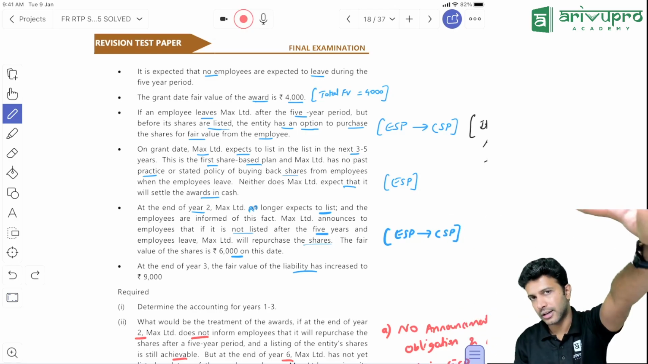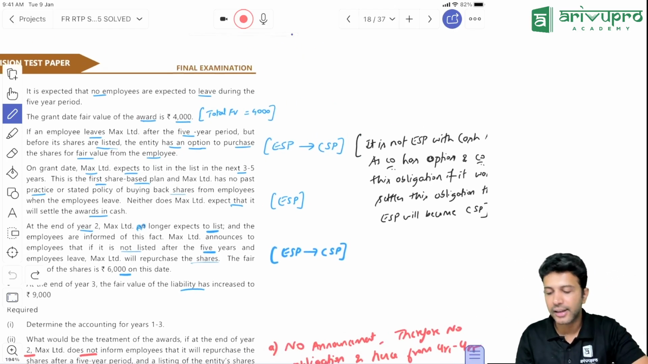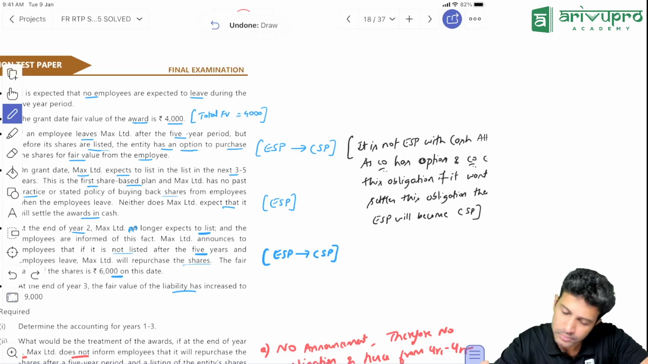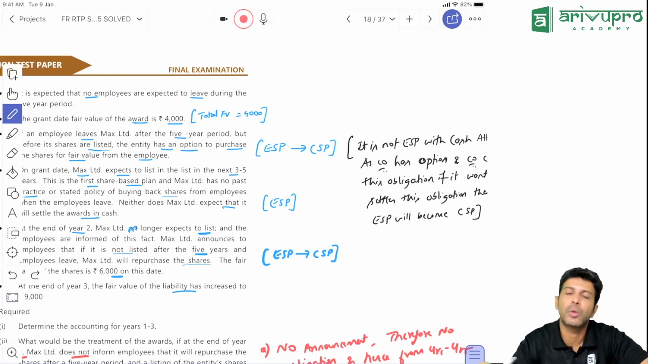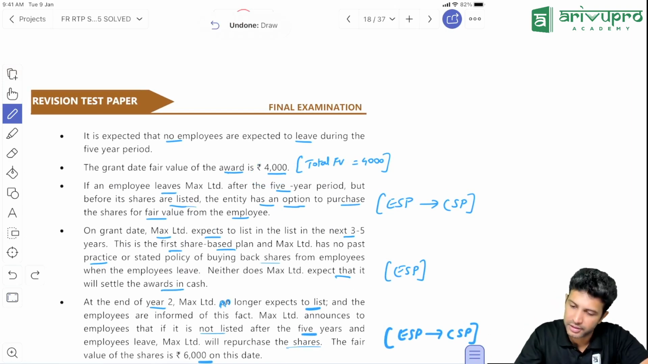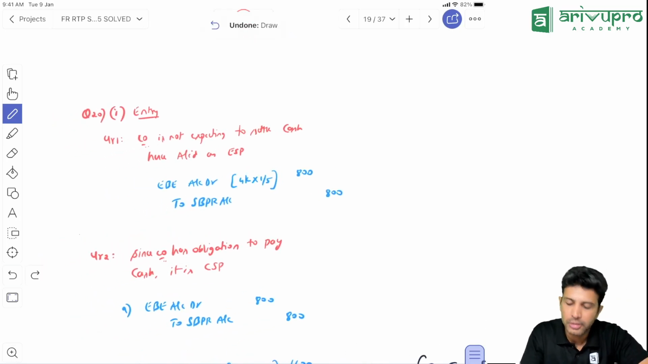So for first year, it is a pure equity settled plan. Second year ending, from equity settled plan, it will become cash settled plan. So that accounting we'll have to do. Now, if it's equity settled plan, what we have to do? The total fair value of the option, you will book it over the vesting period, which is 5 years. That's what I've written here. 4,000 is the fair value of the option. Vesting period is 5 years.